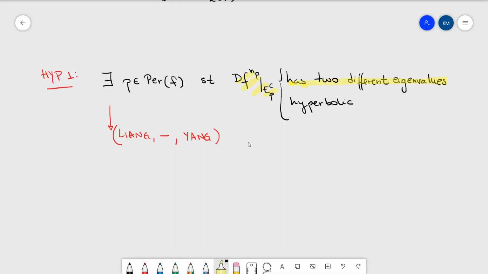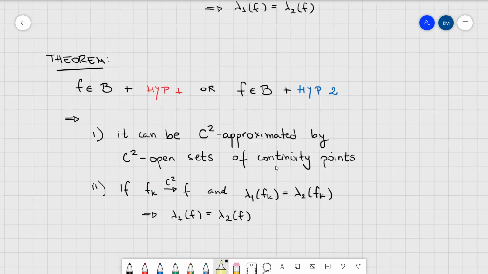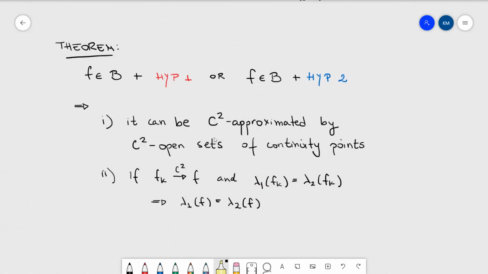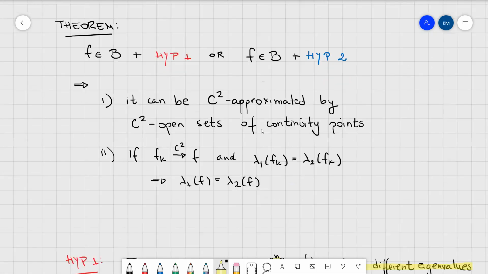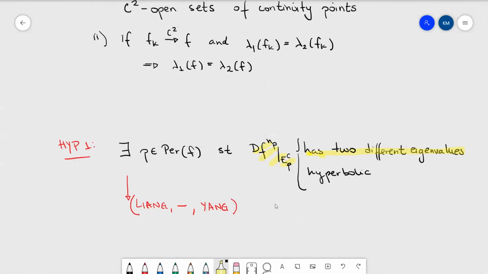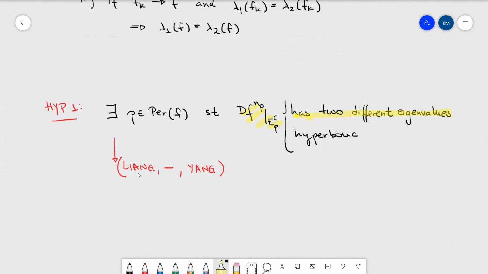But the good news is, in this case, I'm able to give a partial answer to the result. We are able to approximate this type of diffeo by an open set of continuity points, and we are able to prove that Bochi-Mañé does not happen in this case. This is part of a joint work with Xiao Liang and Yagang Yang, when we study this type of problem, adding the hypothesis of the map F having a periodic point.